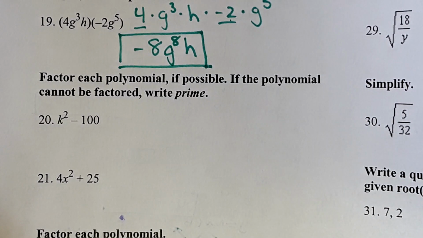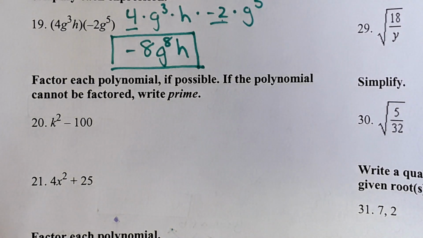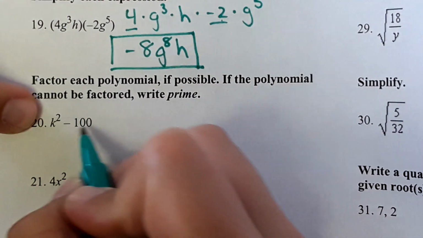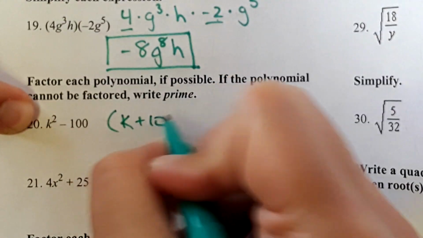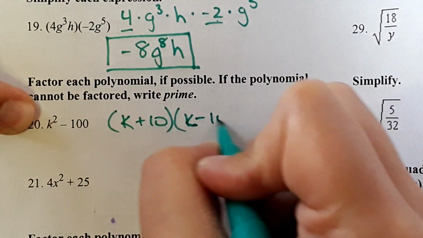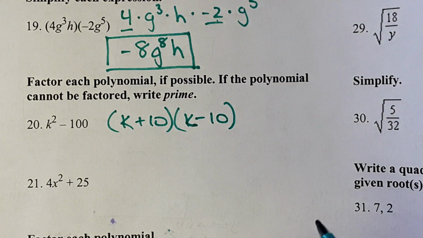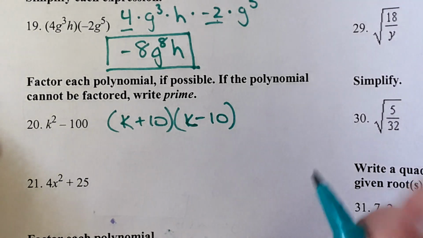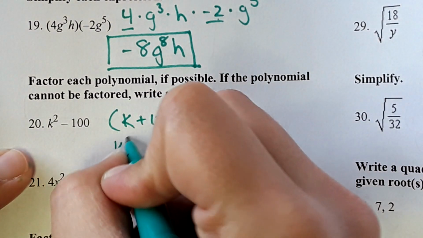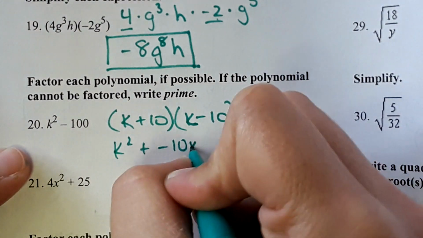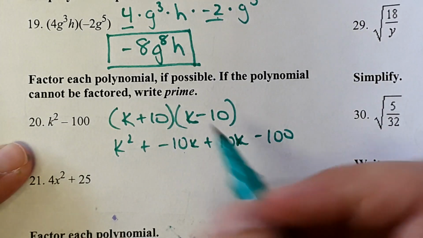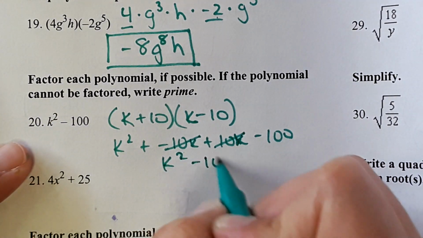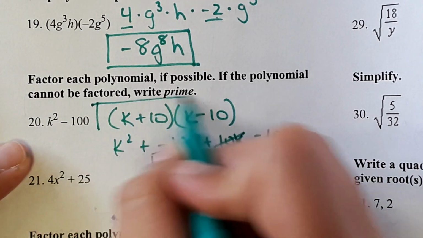Okay, next, factor each polynomial if possible. If the polynomial cannot be factored, write prime. Hi, Andrew. Okay, so k squared minus 100. That would just be k plus 10, k minus 10. Like that. You may want to check it just to make sure it comes out to this original thing. So k times k would be k squared. Outside would be negative 10k plus 10k minus 100. Negative 10k and 10k would just cancel, so you get k squared minus 100. So therefore, you know that this is the correct answer.